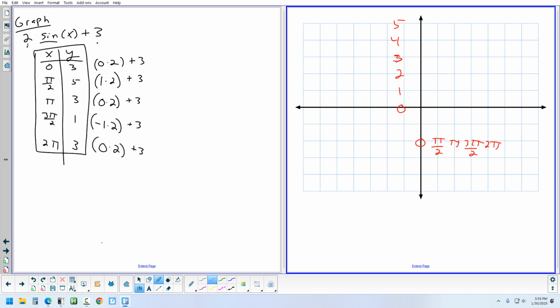Okay, so now plot your points. So 0, 3. We've got pi over 2, we're at 5. Pi, we are at 3. 3 pi over 2, we're at 1. And 2 pi, we are at 3. And there is your sketch. Any questions on that?